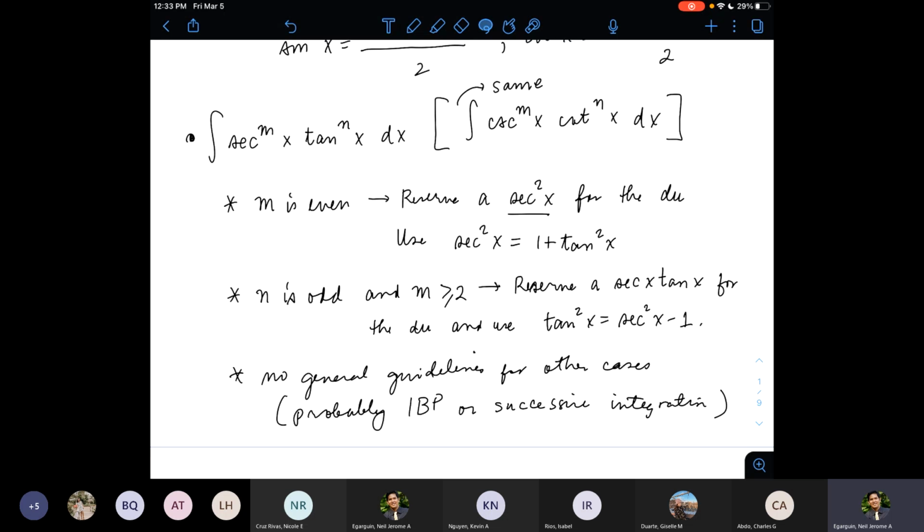So for instance, you'll have cosecant squared is equal to 1 plus cotangent squared, and then cotangent squared is equal to cosecant squared minus 1. Essentially the same thing for cosecant and cotangent. I guess that's the only consolation you get from these cases. And the tricky part here is the third asterisk, wherein you need to use IBP or successive integration.